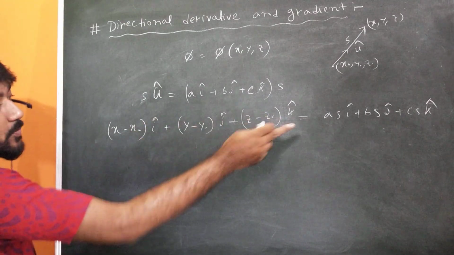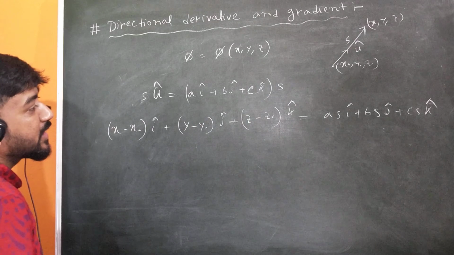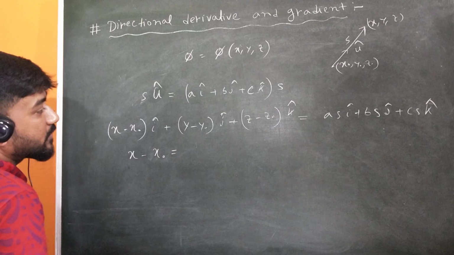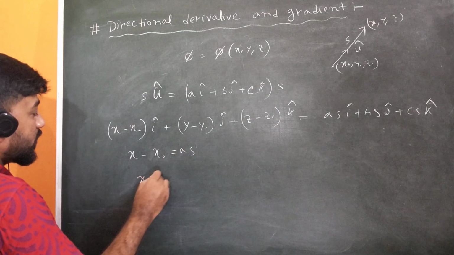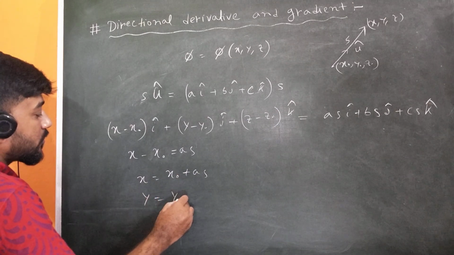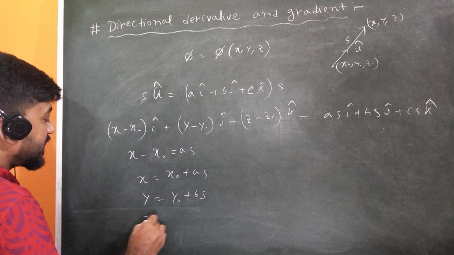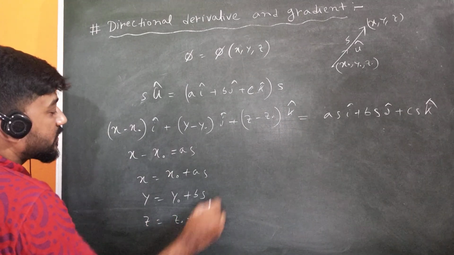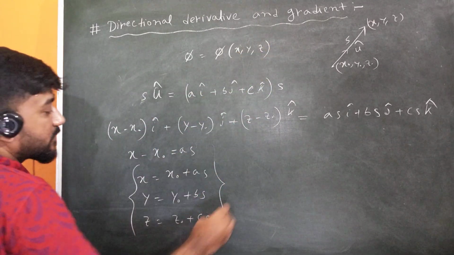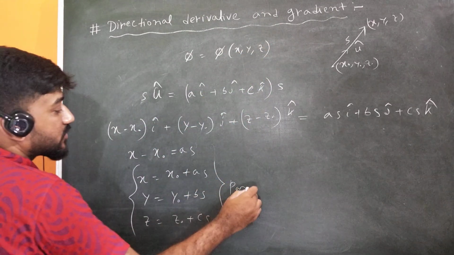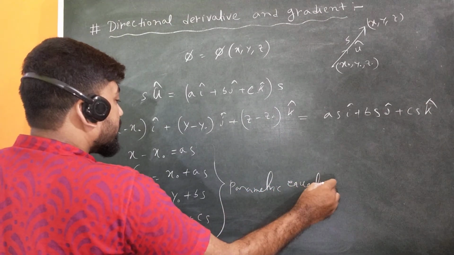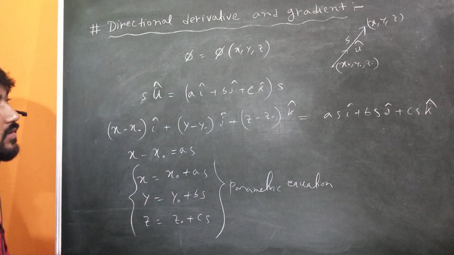Now if you compare the coefficients of i cap, j cap and k cap, then you will get x minus x0 is equal to a s. So x will be equal to x0 plus a s. Similarly, you will get y is equal to y0 plus b s, and z is equal to z0 plus c s. These three are the parametric equations of this line, where the parameter is s.